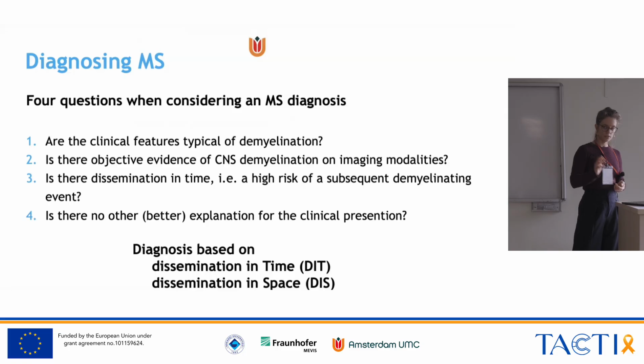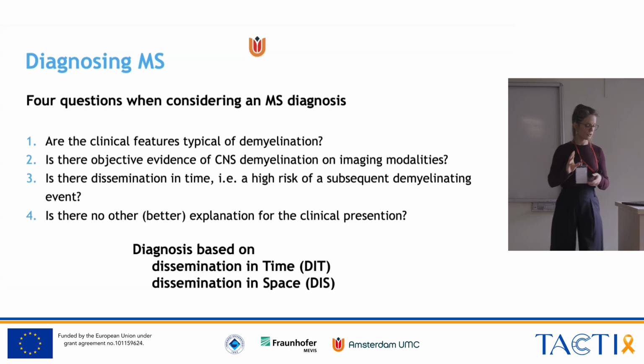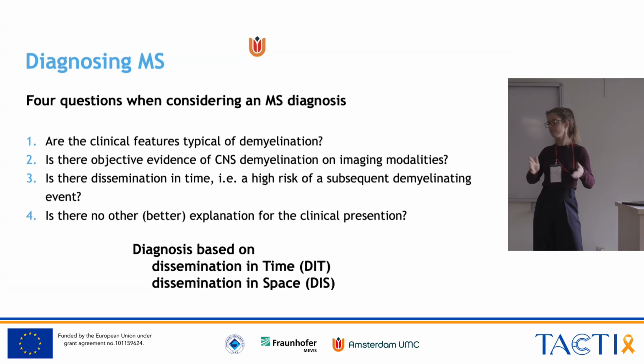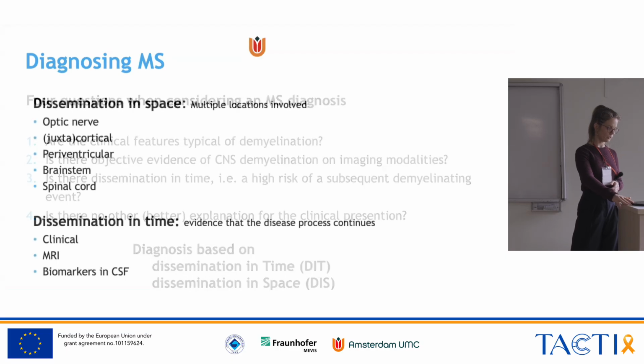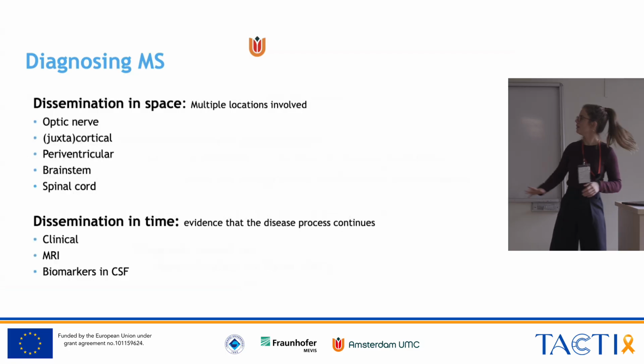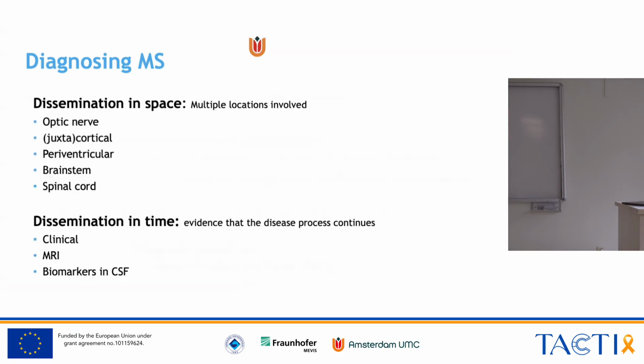So going to the diagnosis, Farah also taught us that the diagnosis is based on 2 hallmarks. We have dissemination in time and we have dissemination in space. And that is basically the most important thing in the MS diagnosis. So what does that mean? I've depicted here the 5 typical localizations, which you will know by heart tomorrow. So it's the optic nerve, it's the juxtacortical lesions, the periventricular lesions, the brainstem and the spinal cord. And the dissemination in time you can prove either clinically, so by the symptoms, or by MRI, or by inflammation biomarkers in the CSF.